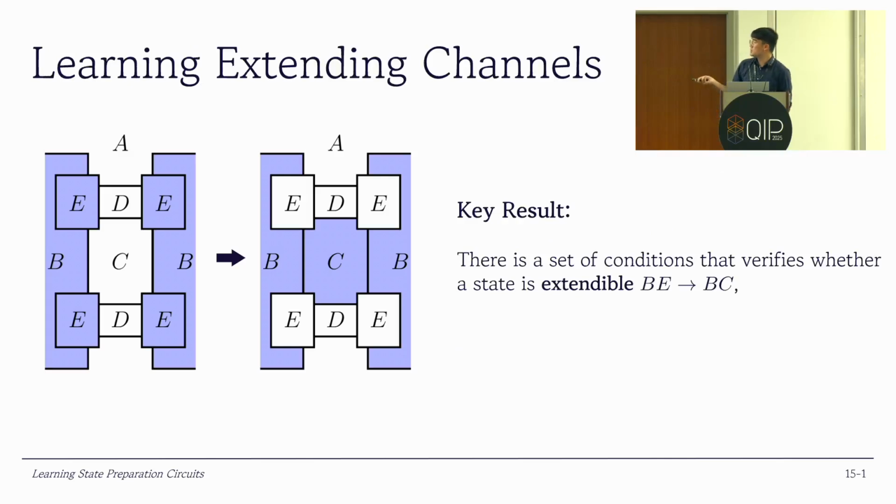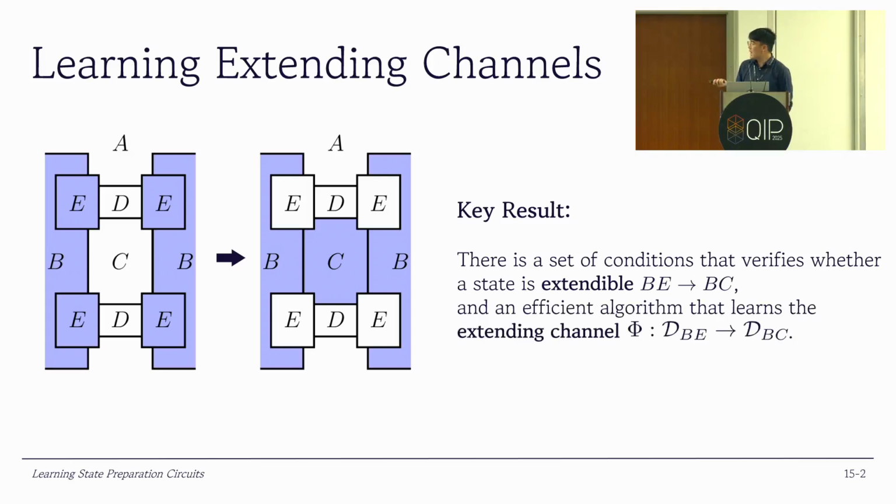So the key result, at least concerning this partition, or this set of subsystems over here, is that there is a set of conditions that verifies whether a state is extendable from BE to BC, and there is also an efficient algorithm that learns the extending channel of BE to BC, like so. So if you're given basically any state, if we choose this to be our distribution of partitions, there are conditions to verify that the state is extendable over this, as well as to learn the actual channel that does that job.